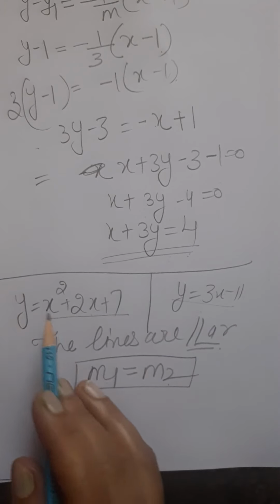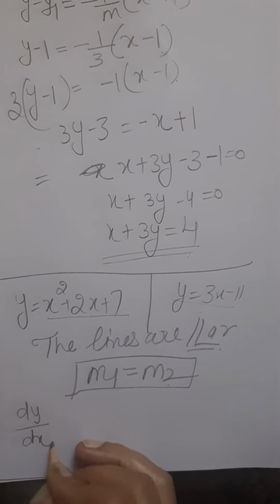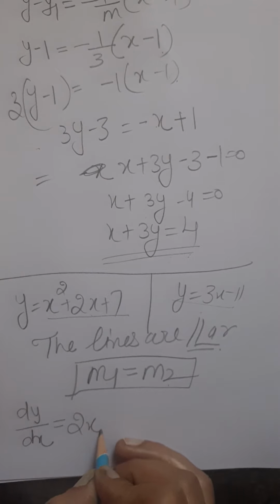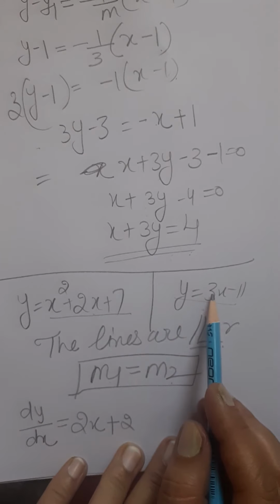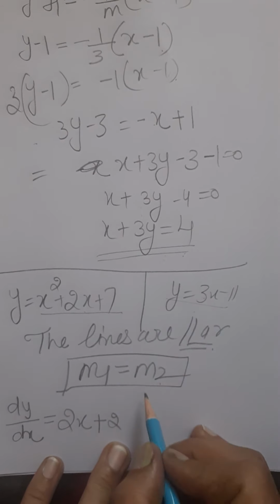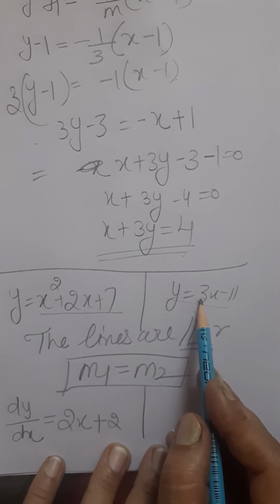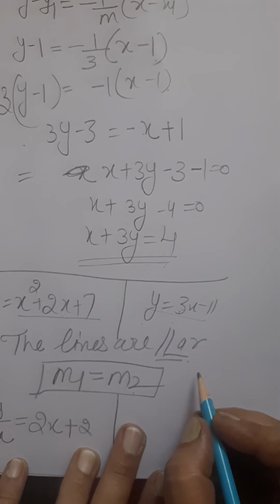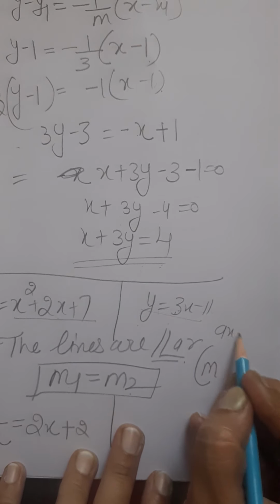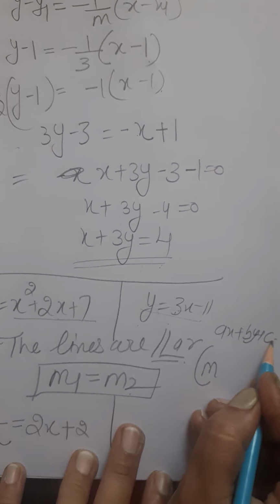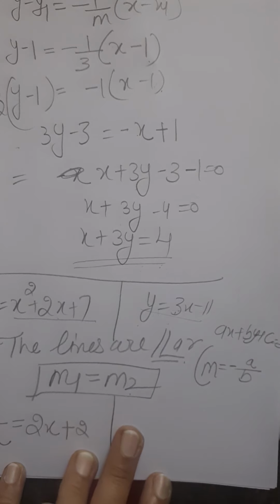So for getting m1, we find the derivative of y, and we write dy upon dx is equal to 2x plus 2. You can also find the derivative of the other y, and then dy by dx you get 3. Alternatively, you can apply the formula for the slope of a straight line ax plus by plus c is equal to 0, which is minus a upon b.